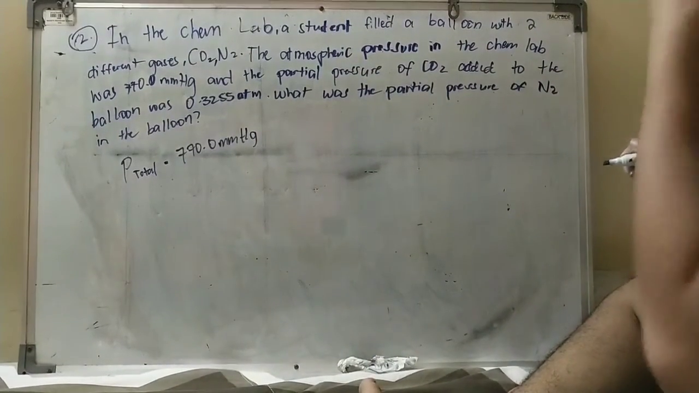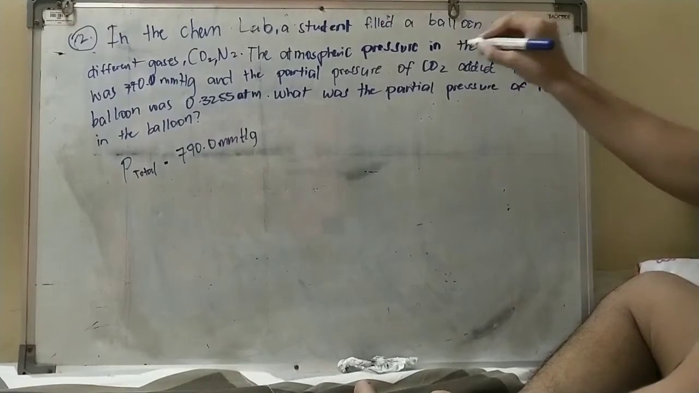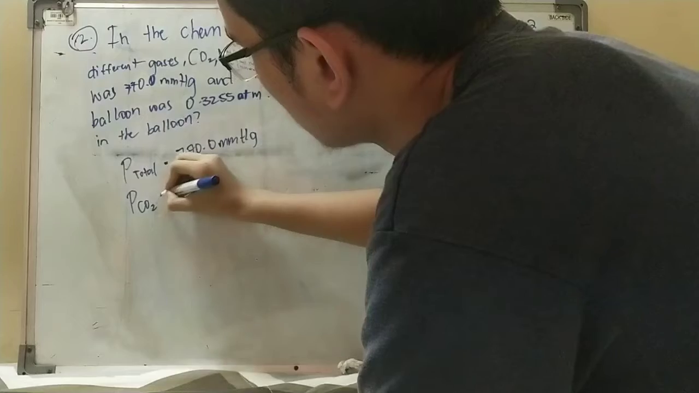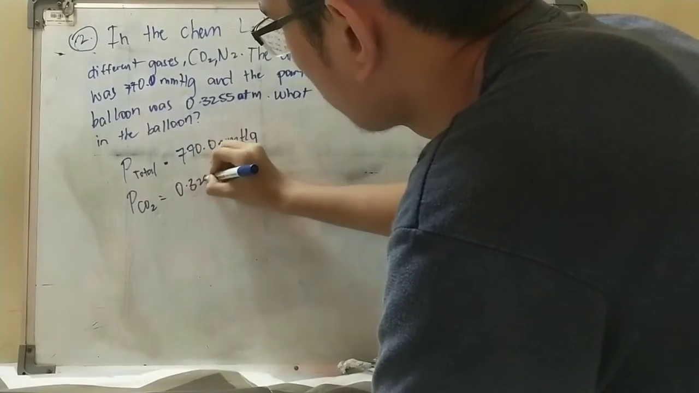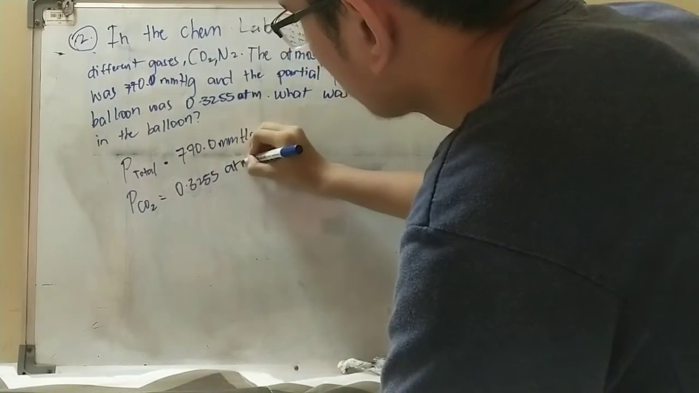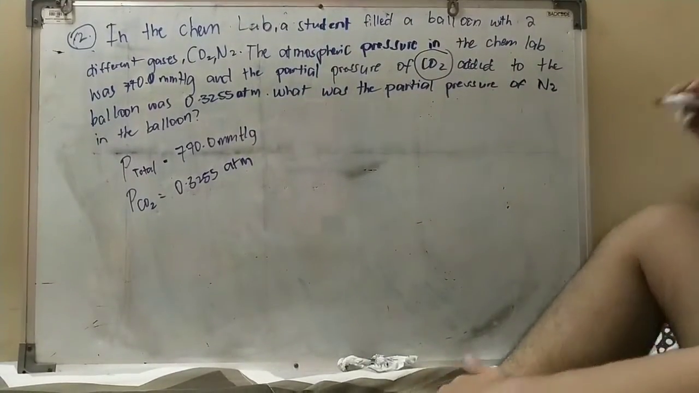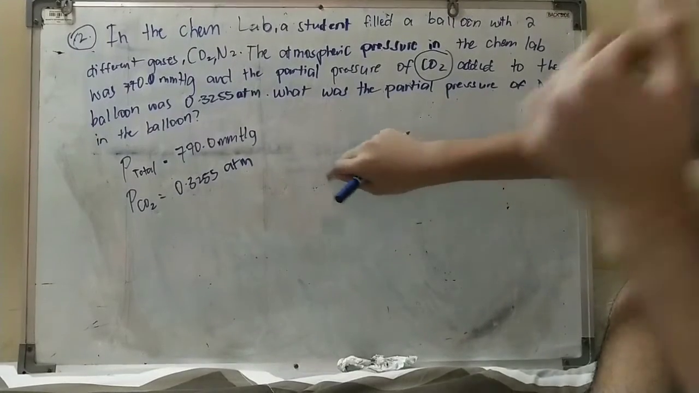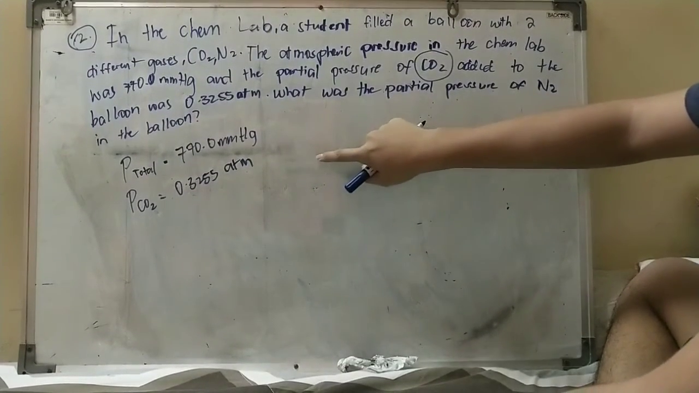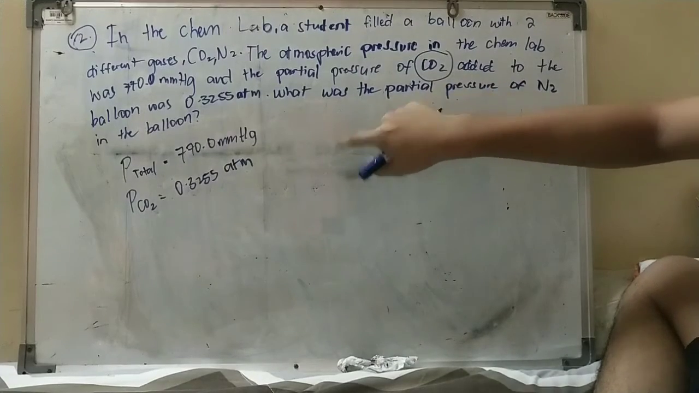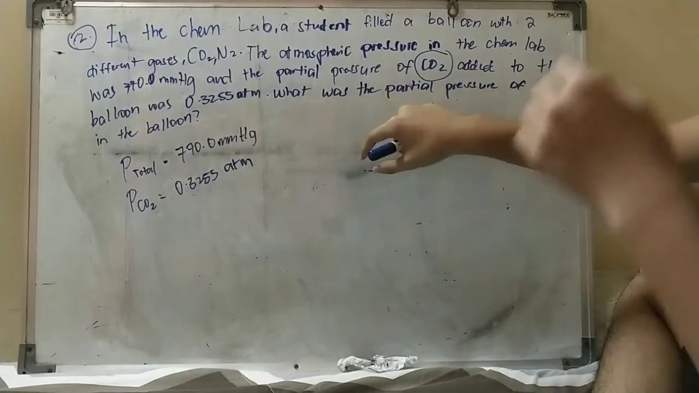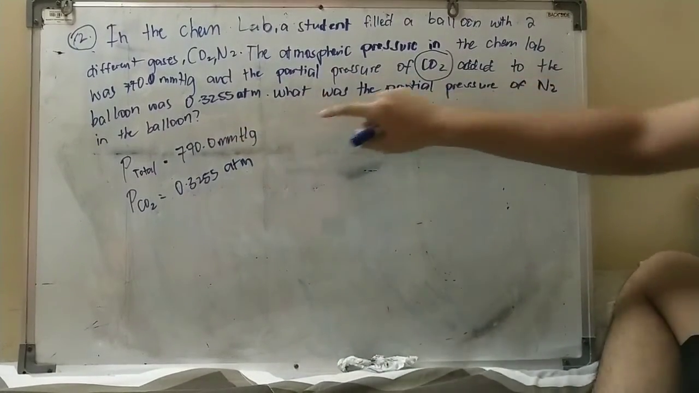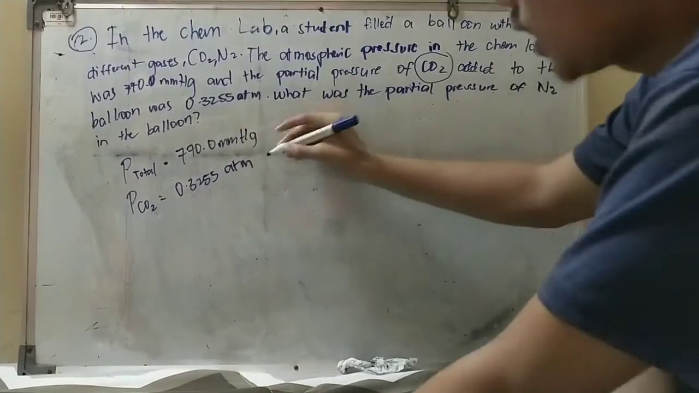Then I see that the partial pressure of carbon dioxide was 0.3255 atm. But wait, let's look at these given examples. We can see that the unit of pressure of them is different. But in order to get the right pressure in this situation, we need to look at the total pressure. So the total pressure is in mmHg. So we need to convert this atm to mmHg.